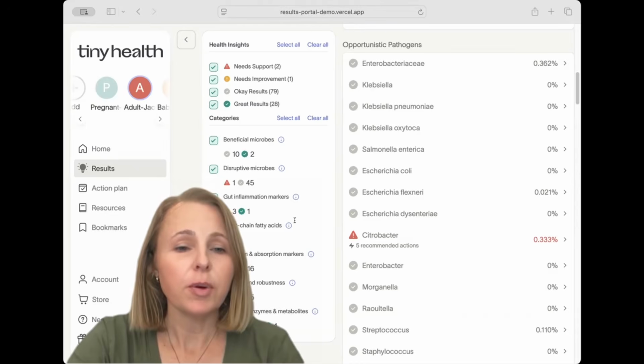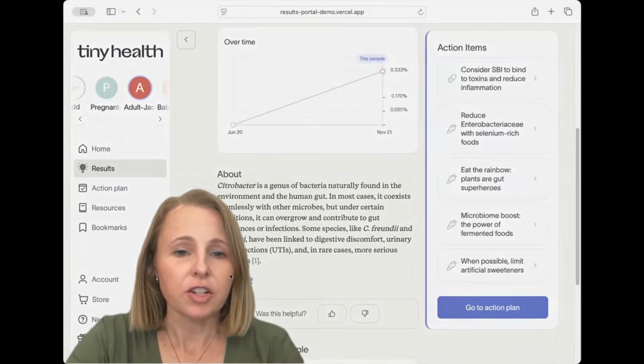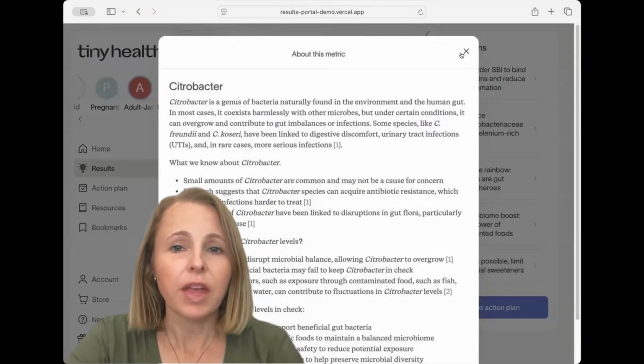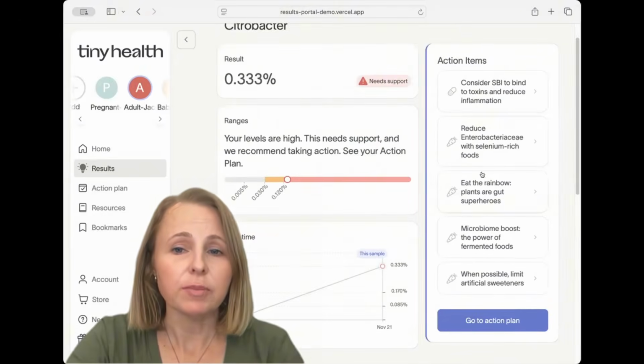I'll highlight a few important metrics today, but remember, for each metric, when you click in, you can go to the Learn More section to find more details. And if you have a metric flagged as high or low, the action items to address it will be found over on the right.